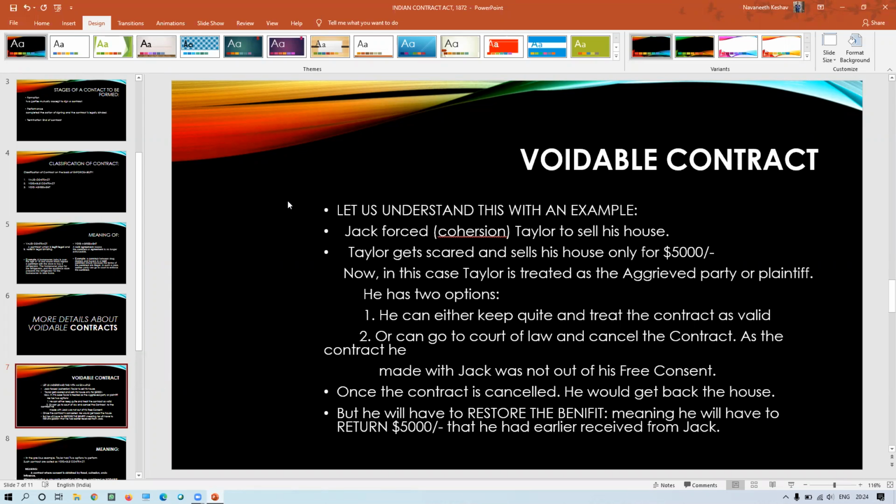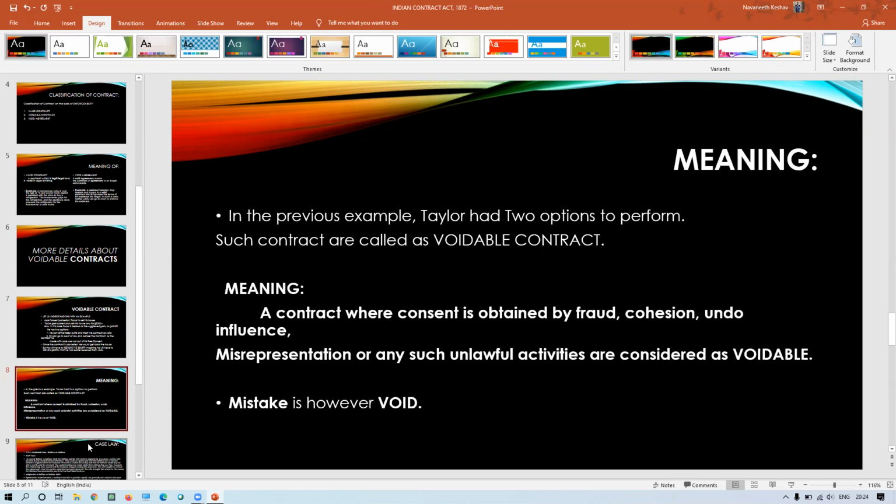What does the phrase restore the benefit mean? As we saw, Tyler gets scared and sells his house for $5,000, so he'll have to restore that $5,000 back to Jack. Only then he'll get back his home. So in the example, Tyler had two options to perform. A contract wherein the plaintiff, or the wrong sufferer, gets two actions to perform, such a contract is called a voidable contract.